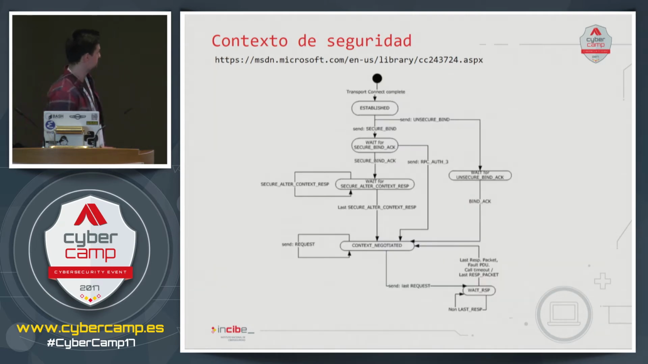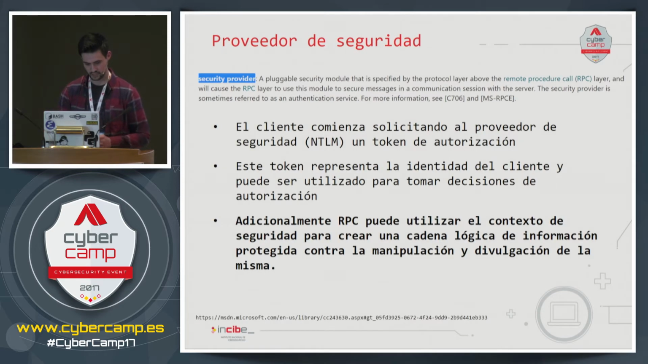Okay. This is a state flow chart, also from Microsoft's MSDN, and it explains what I've just said to you. Basically, you've got this branch here, and what it does is it sends a bind to the server. It waits for the bind ACK, and then it'll negotiate the context and establish the context for this setting.